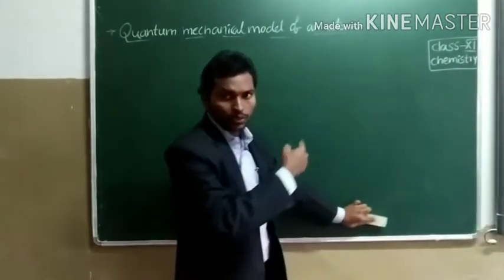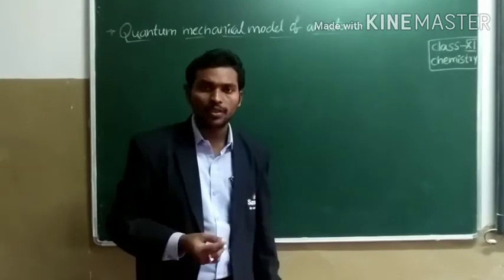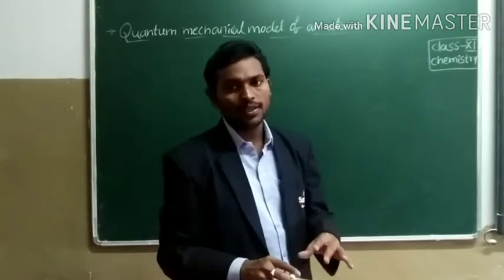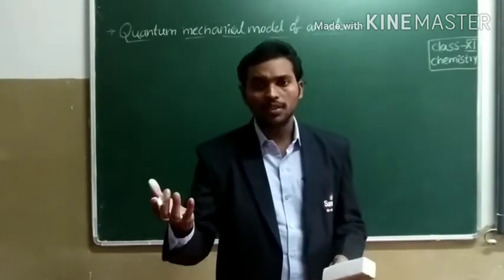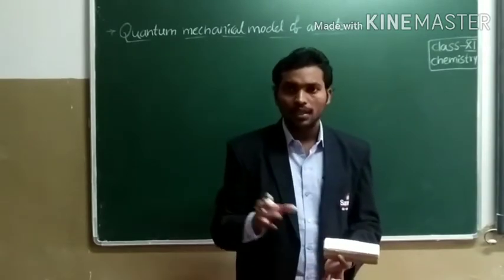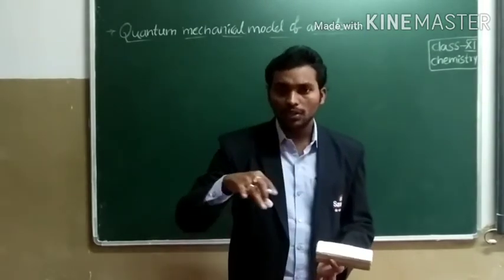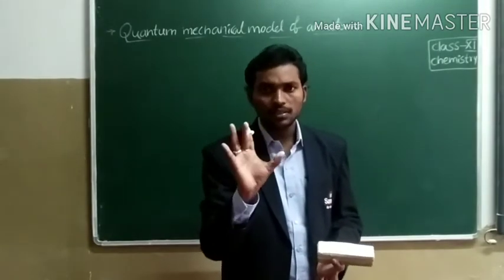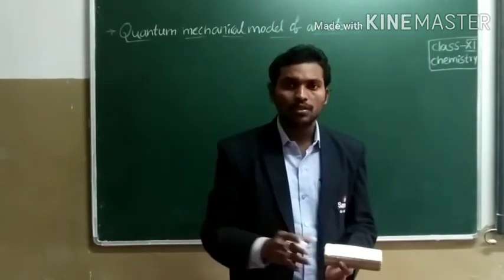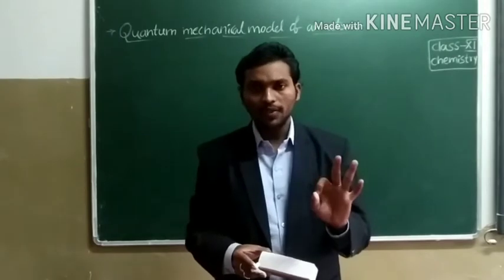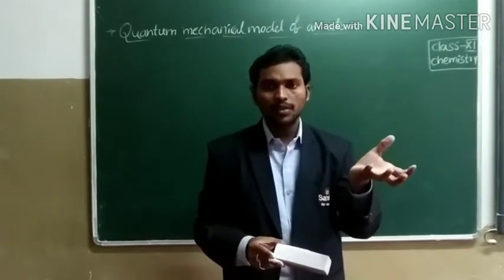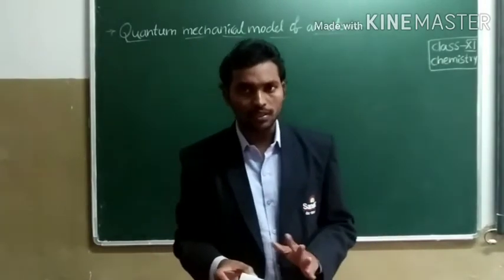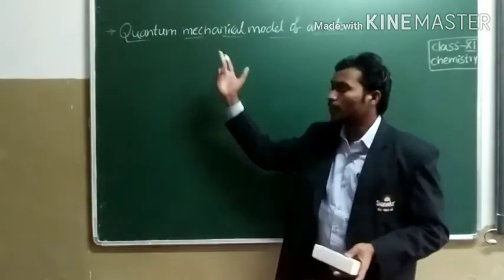I told you that psi square means probability density. According to quantum mechanics, probability density tells where the maximum probability of finding an electron is present in the space around the nucleus. The smallest region of space is called an orbital. So we can find the maximum probability of an electron in the smallest region, which is called orbital, children. This idea was given by quantum mechanics.